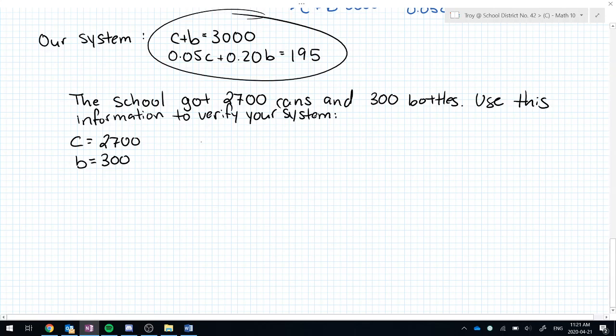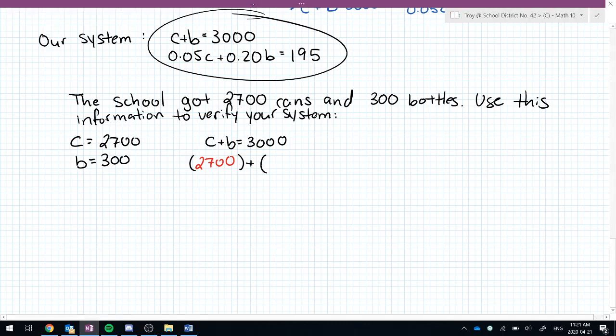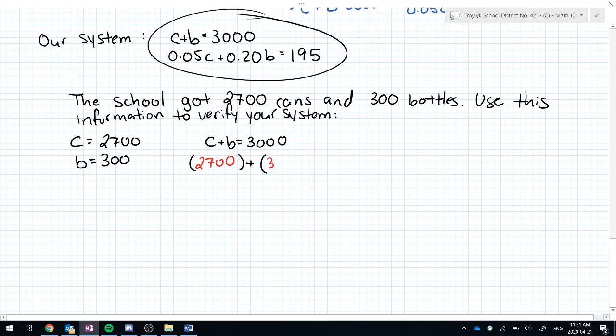So we can check the first one, C plus B equals 3,000. We can make our substitution there. C, of course, is going to be 2,700, and B is going to be the 300. And we're going to check if the left side equals the right side. I think you can see already that it's going to. 2,700 plus 300 is 3,000. So the left side equals the right side. That's true.